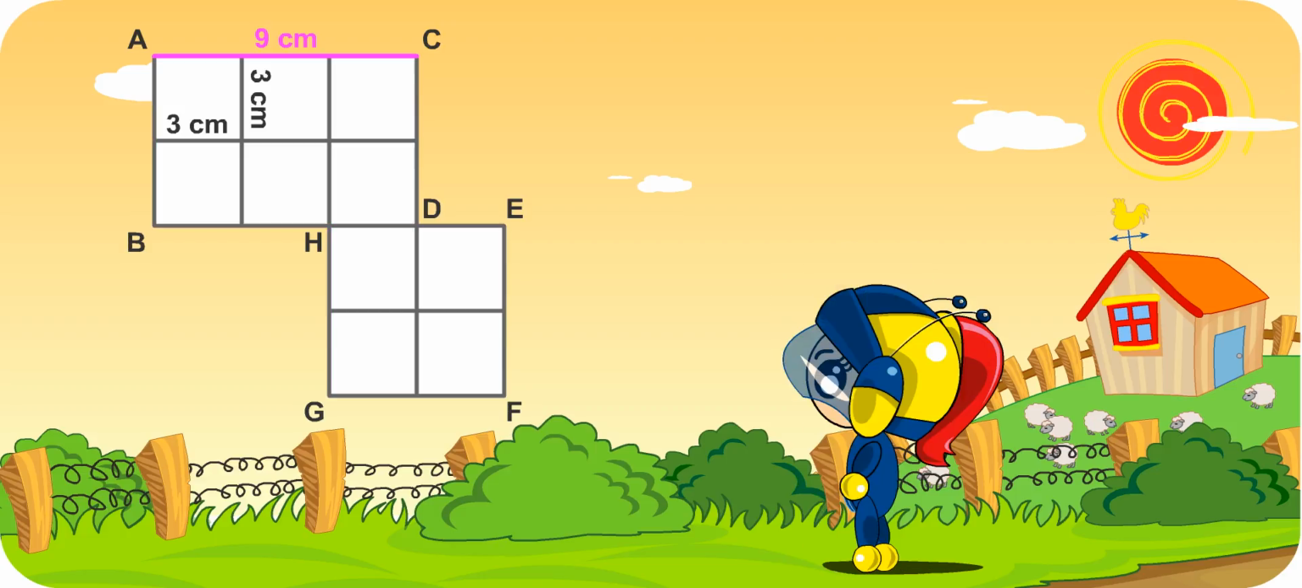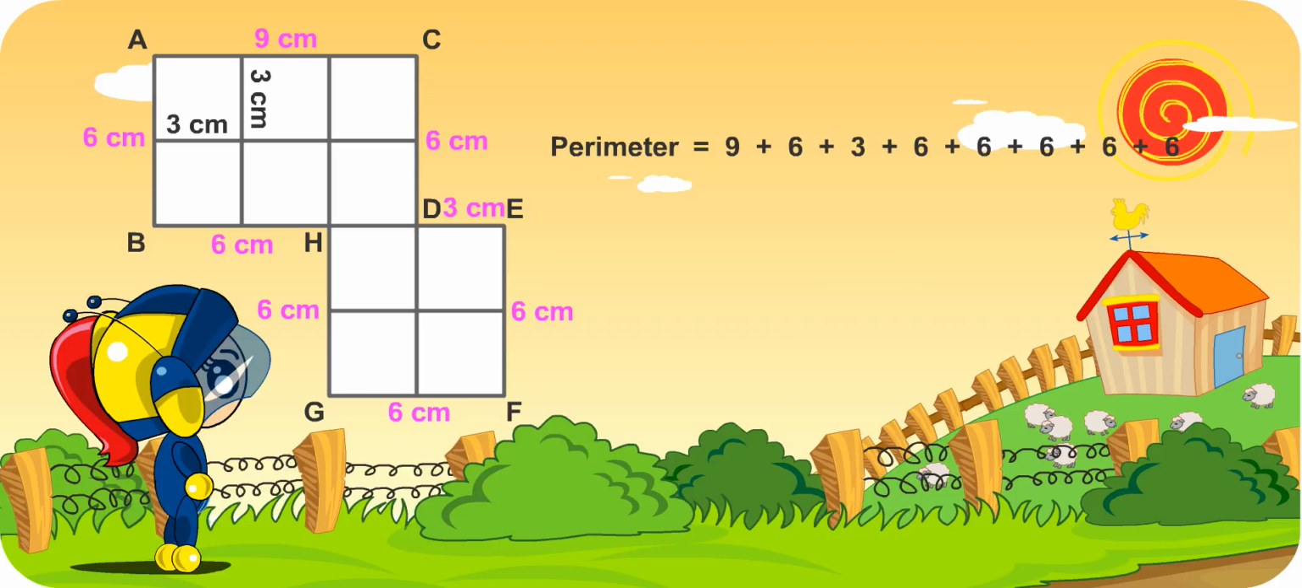I have to add AC 9 centimeters, CD 6 centimeters, DE 3 centimeters, EF 6 centimeters, GF 6 centimeters, GH 6 centimeters, BH 6 centimeters and AB 6 centimeters. Its perimeter equals 9 plus 6 plus 3 plus 6 plus 6 plus 6 plus 6 plus 6, which is equal to 48 centimeters.